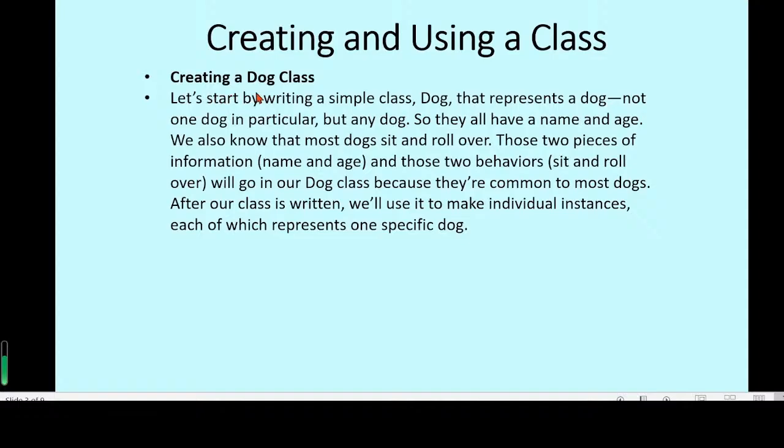So, creating a Dog class. Let's start by writing a simple class, Dog, that represents a dog, not one dog in particular, but any dog. They all have a name and age. We also know that most dogs sit and roll over. These two pieces of information, name and age, and those two behaviors, sit and roll over, will go in our Dog class because they are common to most dogs. After our class is written, we will use it to make individual instances, each of which represents one specific dog.